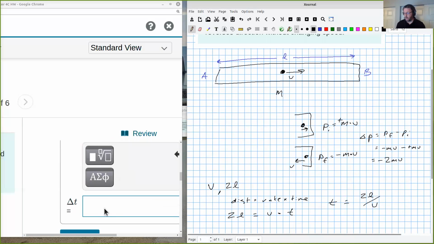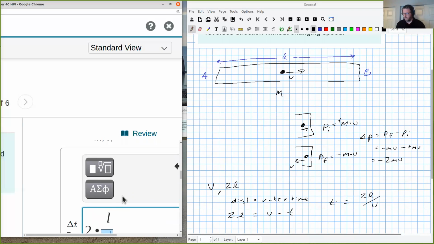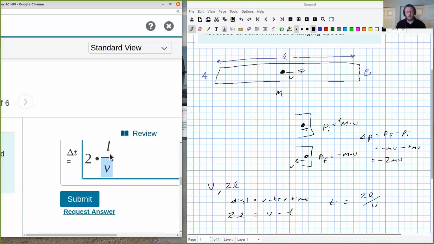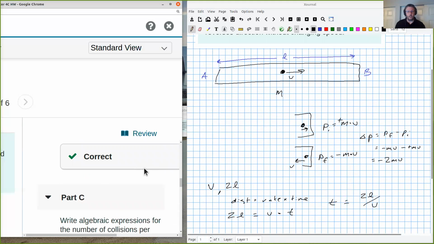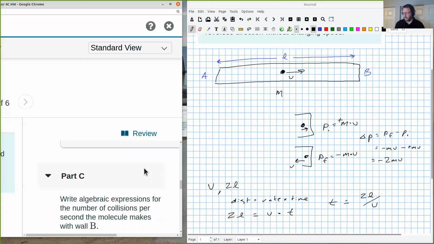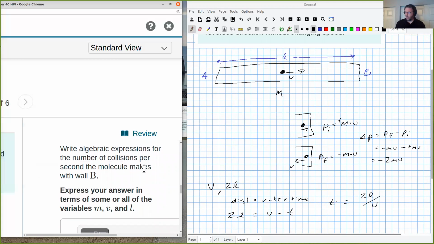So whatever the speed of that molecule is, whatever the size of the box, twice the length divided by the velocity gives you how much time it takes between each collision. All right, write an algebraic expression for the number of collisions per second the molecule makes with wall B.